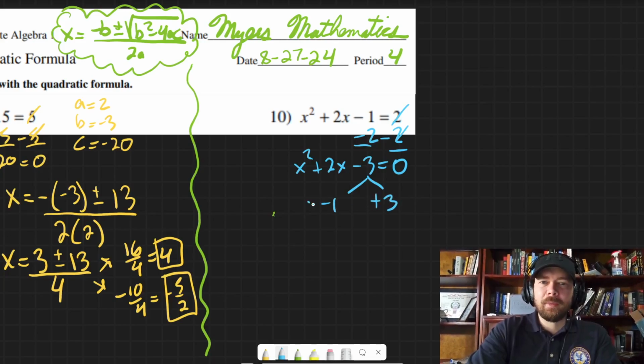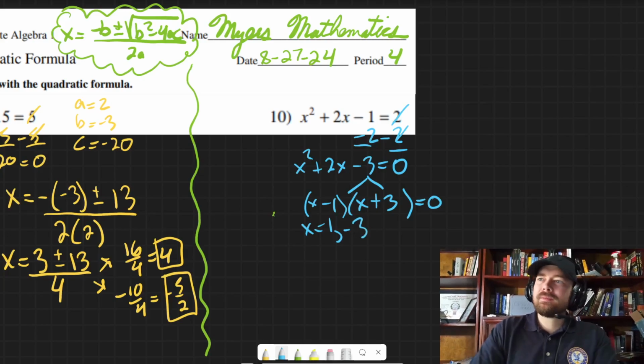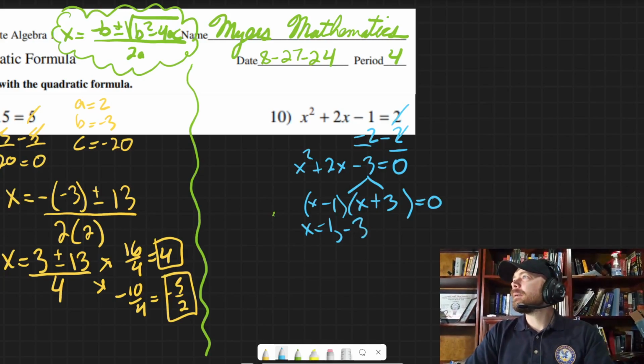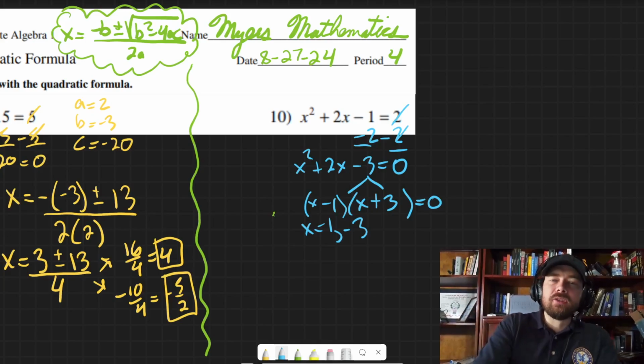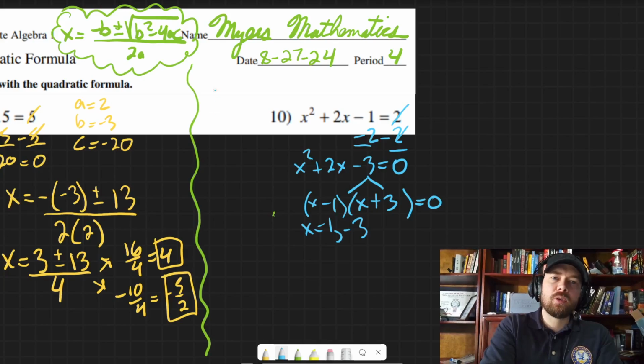I just can't help myself. Look at that. Boom, boom, boom, boom. And then x is equal to 1 or negative 3. Wow. Yeah, there we go. However, they do want you to make sure that you're using the actual quadratic formula. So let's go ahead and do that.